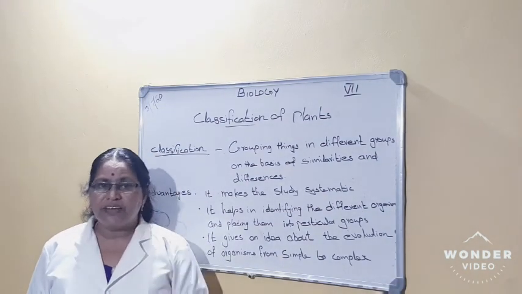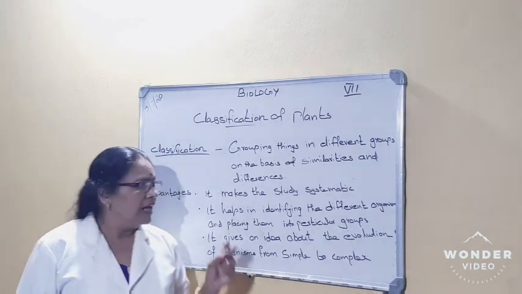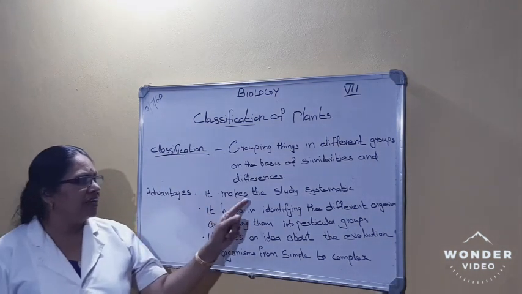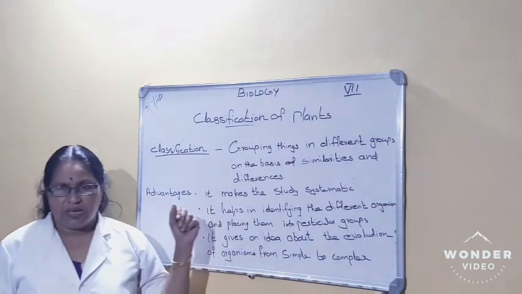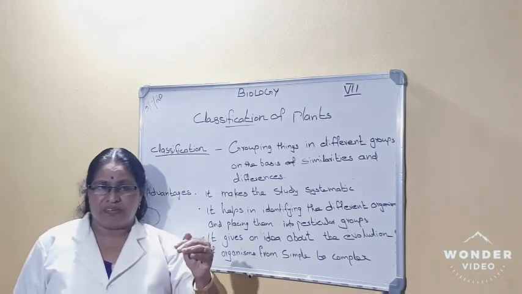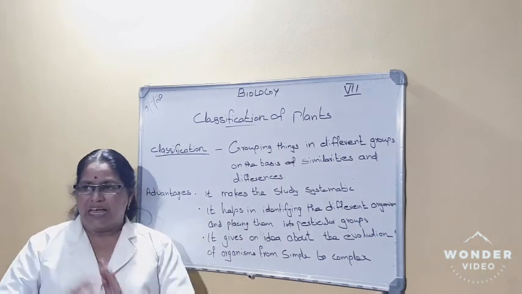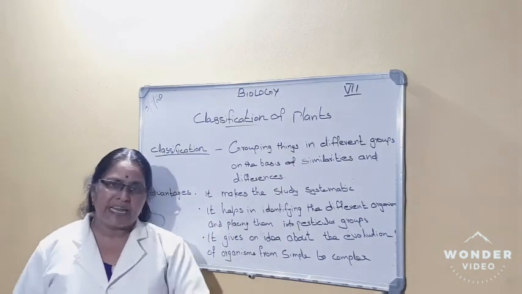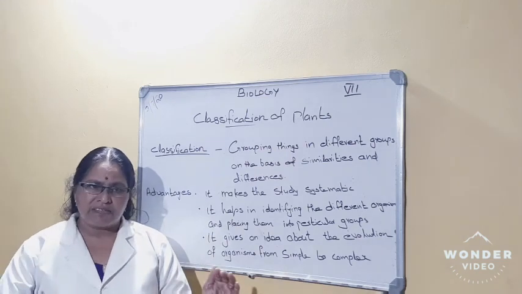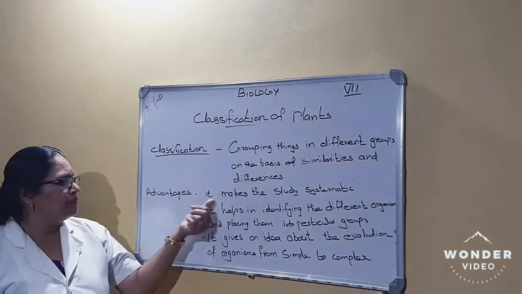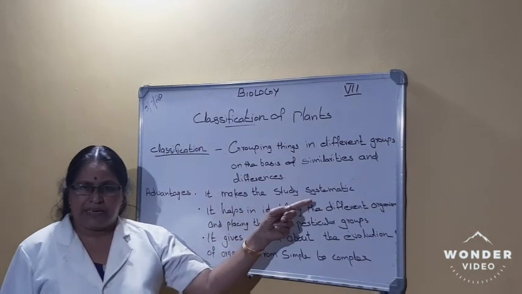Okay, then why do we classify the things? What are the advantages of classification? The advantages of classification. It makes the study systematic. We can learn about the things systematically. One group having these characteristics, another group having some other characteristics. Like that we can classify, we can learn systematically. It makes the study systematic.